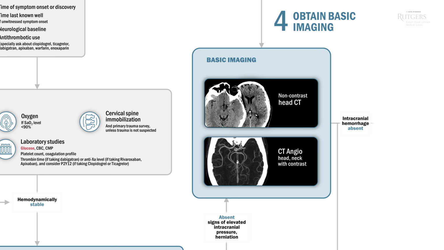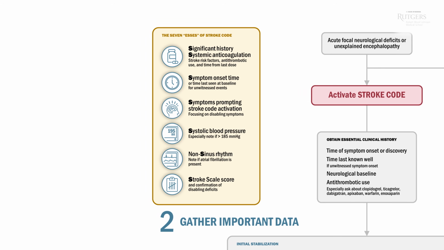Okay, so you're sitting in a CAT scanner waiting for the scan to be over. It's a good time to take a second to make sure you have all the necessary information. The 7 S's of a stroke code. Significant history, especially the use of anticoagulants. Symptom onset time, or time last seen at baseline for unwitnessed events. Symptoms prompting code stroke activation, and whether the patient thinks they're disabling.